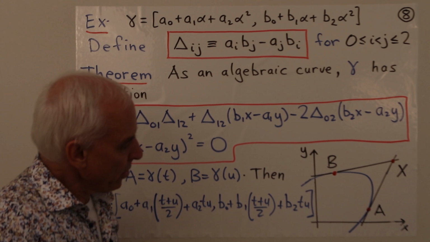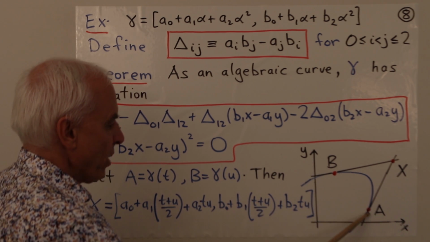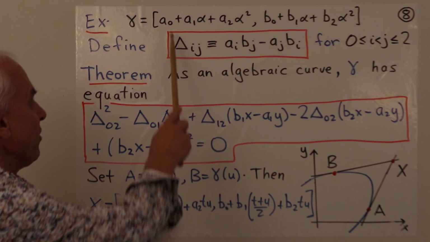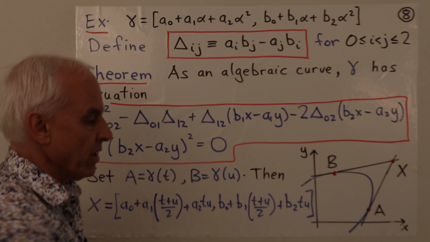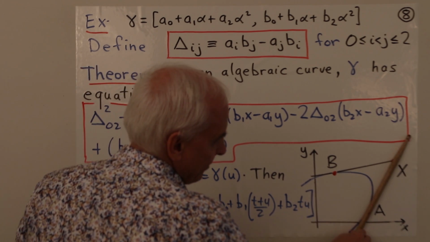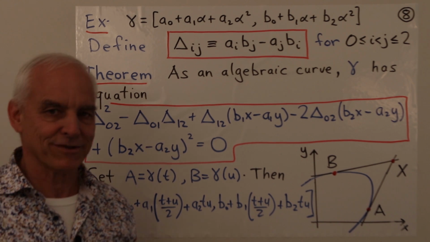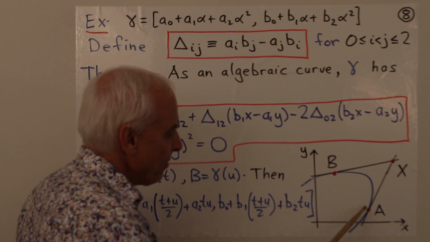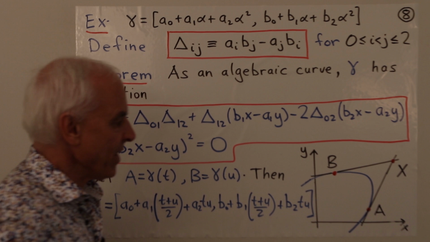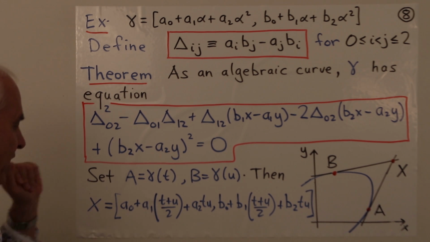Okay, so we're interested in analyzing such a curve. We're assuming we have 2 points, A and B. A is gamma of t and B is gamma of u as before. And then we can determine the equations of the tangents to those curves because we know how to do that. And then we can find the meet of those tangents. That'll be the point X. And when we do that, here is what we get.